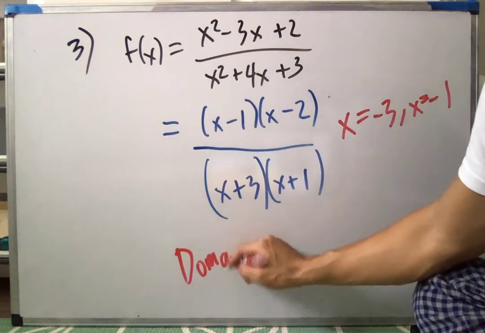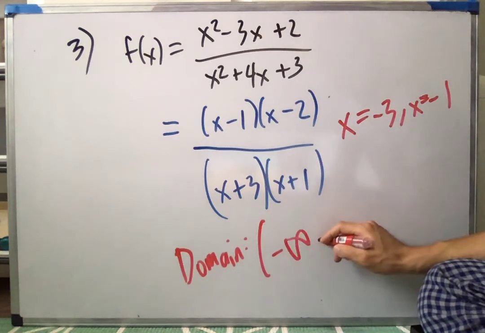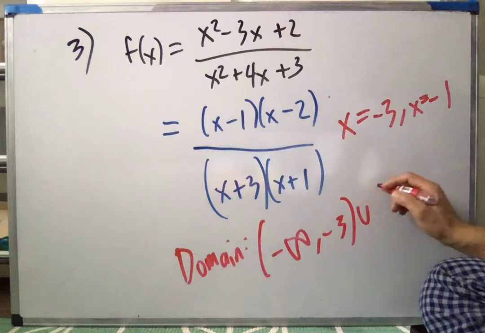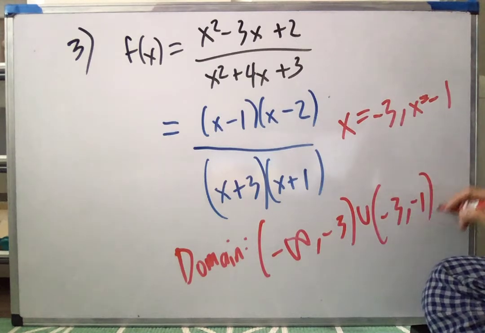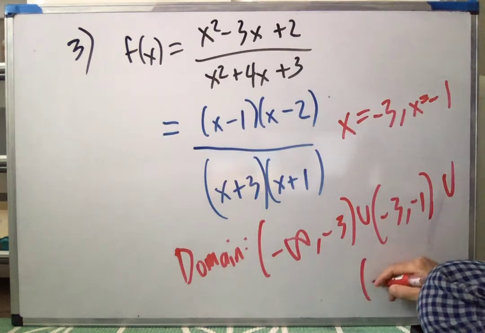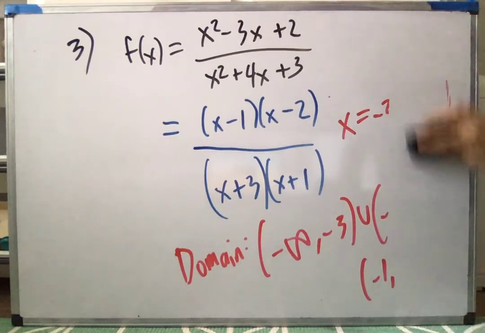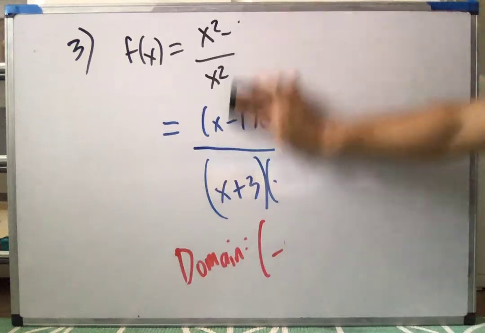All right, I still do have a domain. Domain is everything except for these two, so that looks like negative infinity up until negative 3, then from negative 3 to negative 1, and then, sorry, that should be union from negative 1 onwards towards infinity, like that. Okay, necessary restrictions, like I said, there are none, because all the restrictions are clearly visible at the end of simplifying. All right, that's number 3.